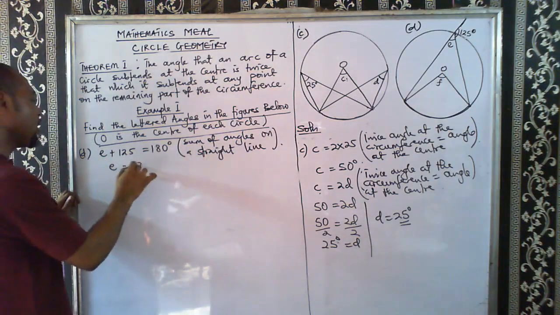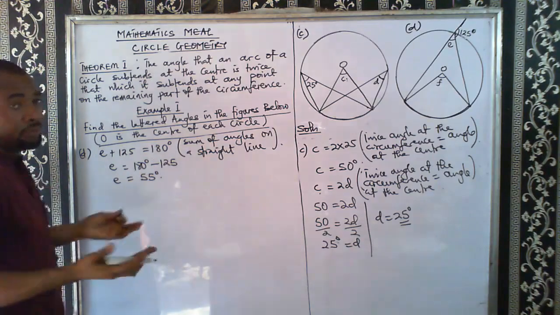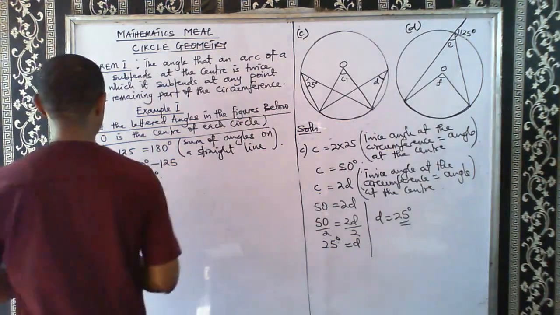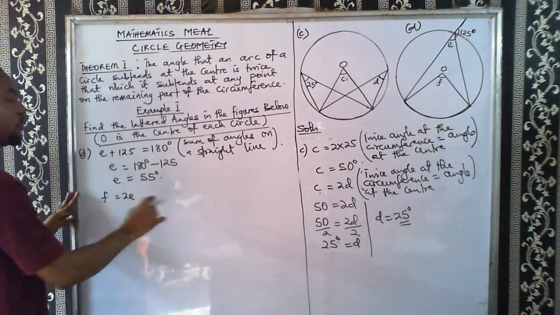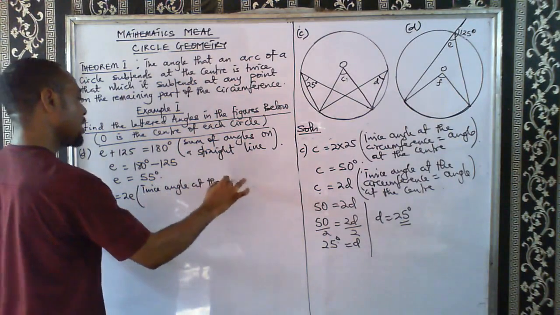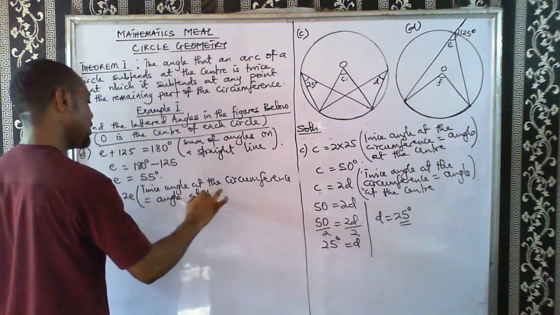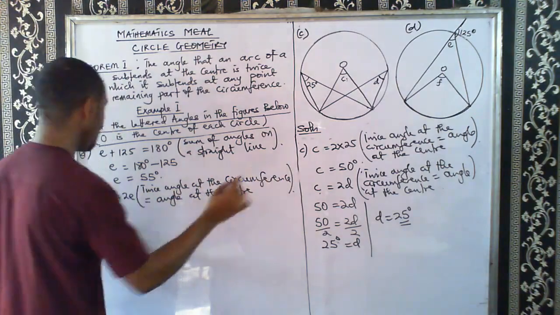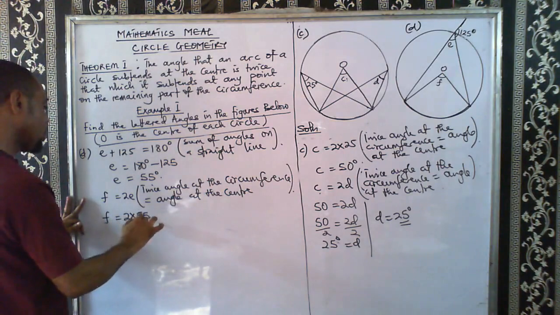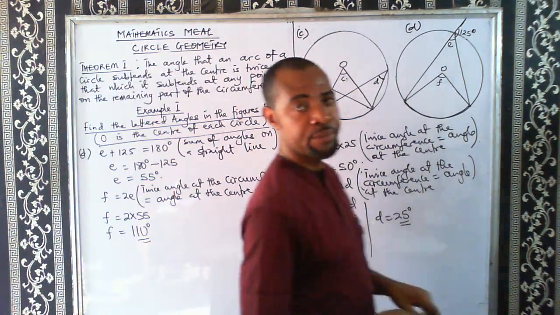So E now will give me 180 degrees minus 125. So E becomes what? 55 degrees. That's my E. And once I'm able to get E, F is now known easily. We can now say that F is 2E. We remember our theory: twice the angle at the circumference equals the angle at the center if they are subtended by the same arc. So what is my beautiful E? We have found E to be 55. So this will be 2 times 55, and F becomes 110 degrees. That's my F, 110. Wow.